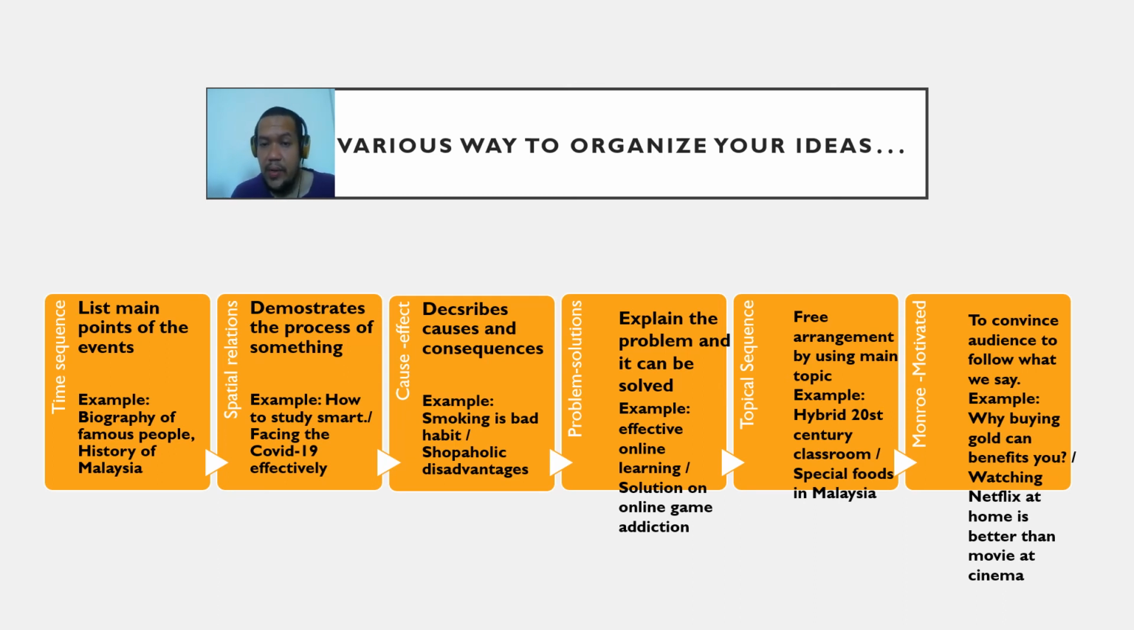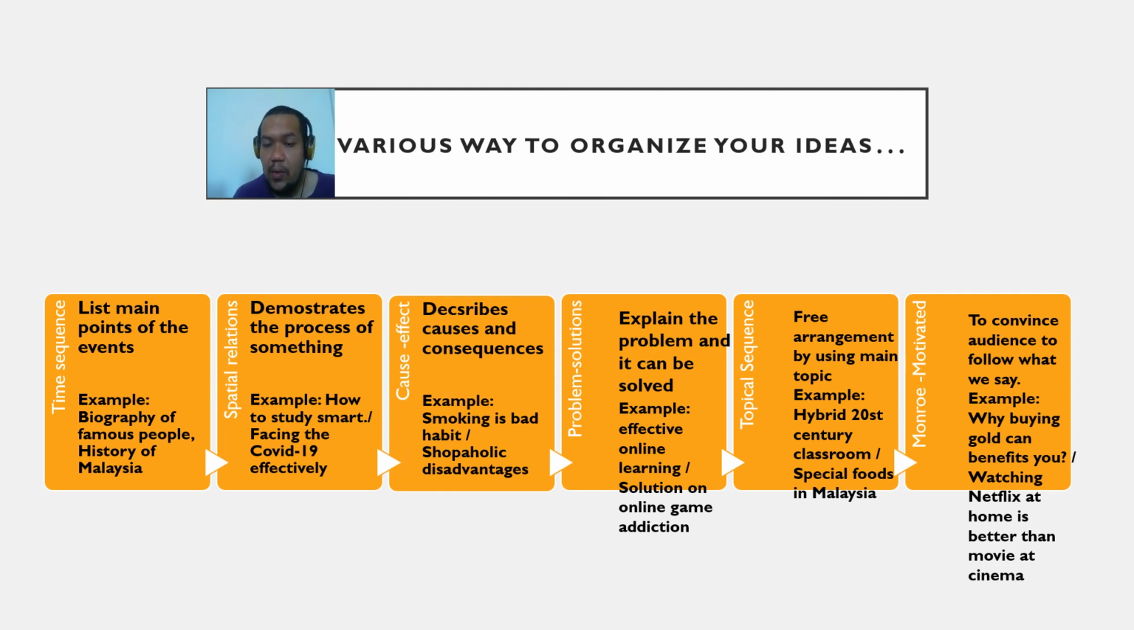All right, the next one is a more free-range arrangement. We call it topical sequence, when you have a free arrangement by using the main topic. For example, you want to talk about a hybrid 21st century classroom. We just describe the qualities of a 21st century learning classroom. Or maybe you want to talk about special food in Malaysia. This topic is very wide and very free. You can arrange it on your own based on your main ideas.